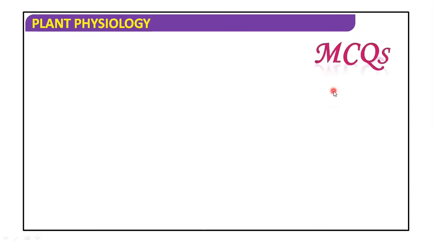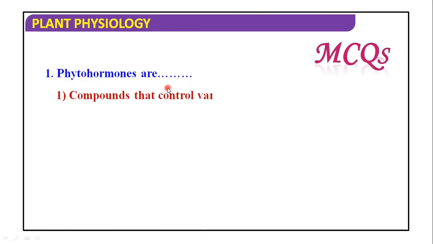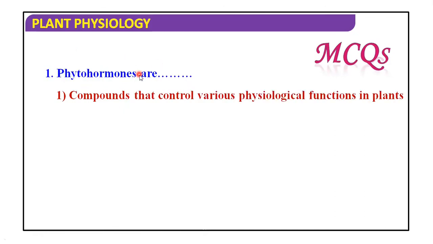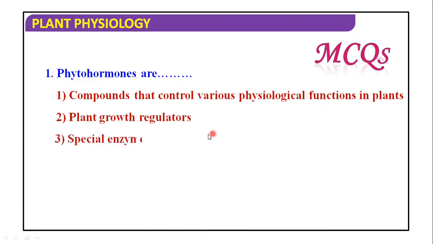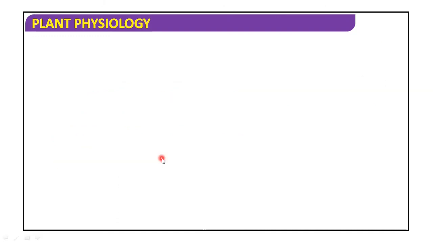Now the MCQs related to this topic. Phytohormones, means plant hormones, are compounds that control various physiological functions in plants. Plant growth regulators, special enzymes produced by plants, or both 1 and 2. The answer is both 1 and 2.